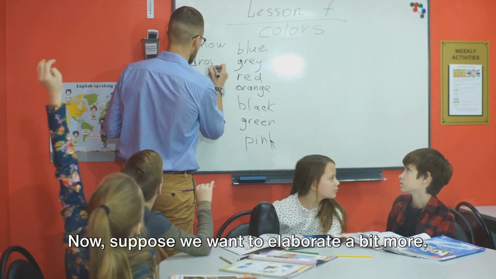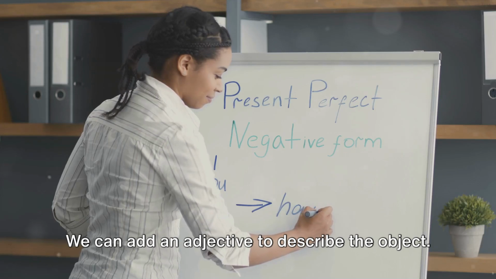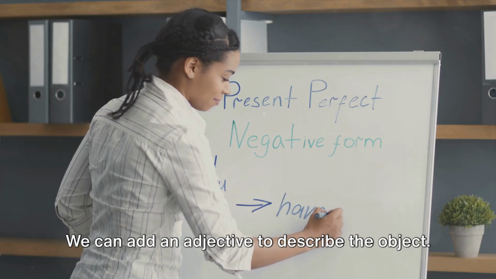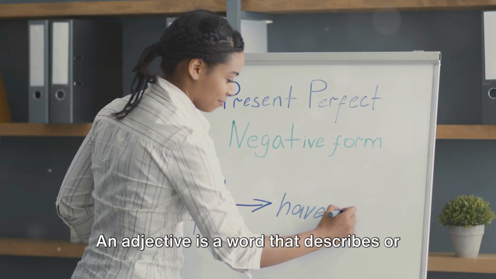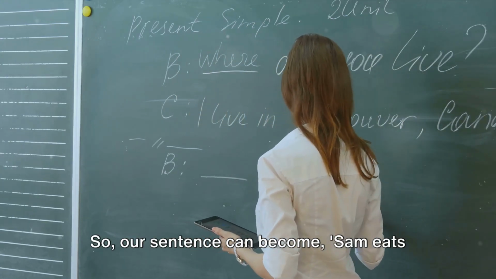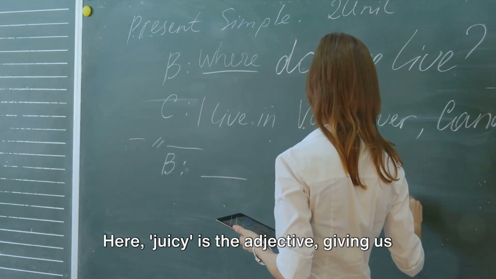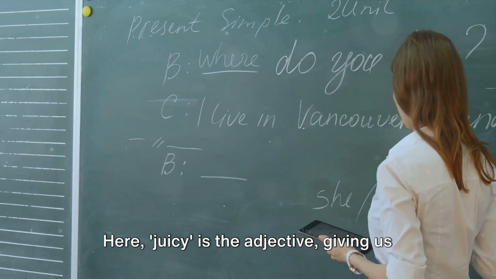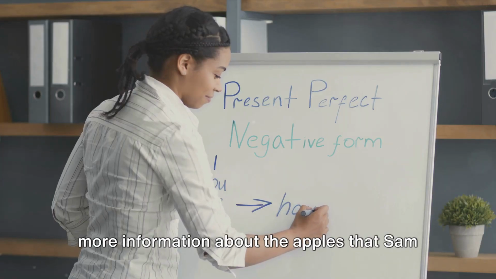Now, suppose we want to elaborate a bit more. We can add an adjective to describe the object. An adjective is a word that describes or modifies a noun. So our sentence can become, Sam eats juicy apples. Here, juicy is the adjective, giving us more information about the apples that Sam is eating.